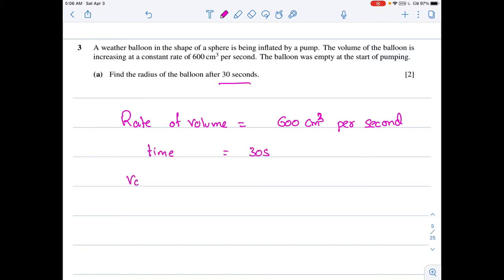So what will be the volume after 30 seconds? Volume after 30 seconds will be 600 times 30, because in every second it was 600, so it will be 600 times 30, 18,000 centimeter cube. This is the volume after 30 seconds.